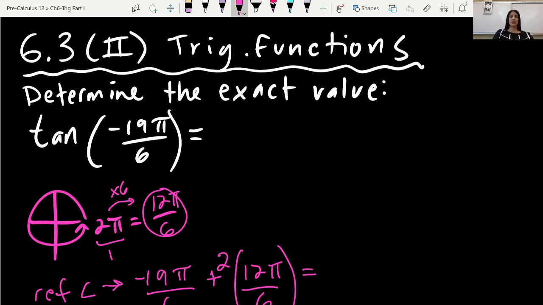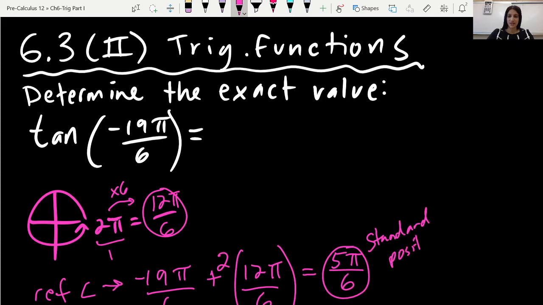So basically we're doing negative 19 pi over 6 plus 24 pi over 6. If I have negative 19 and I add 24 to it, I get 5 pi over 6. This is my angle in standard position. Just to remind you, standard position means it's between 0 and 2 pi. So it's on the positive side of things, and we've unraveled it to figure out whereabouts that would be.